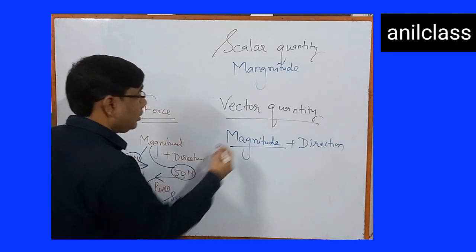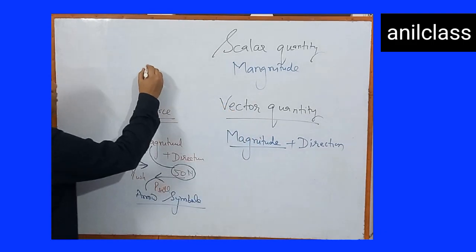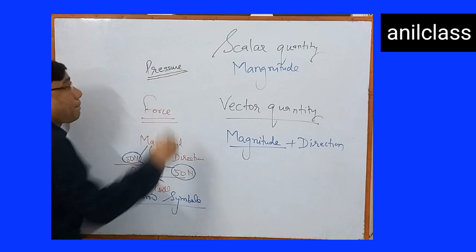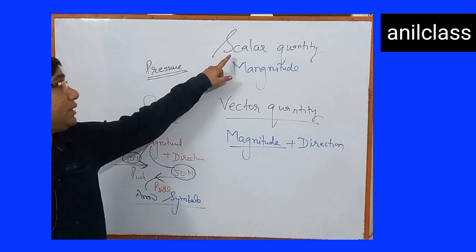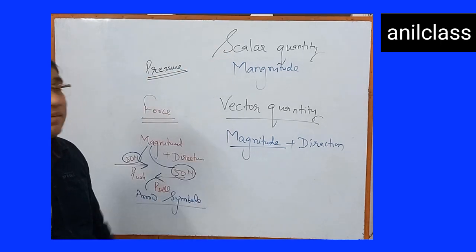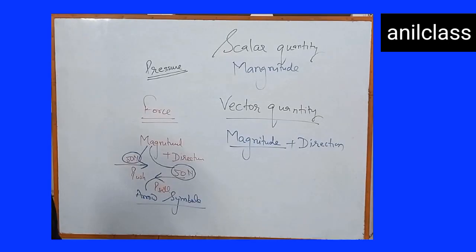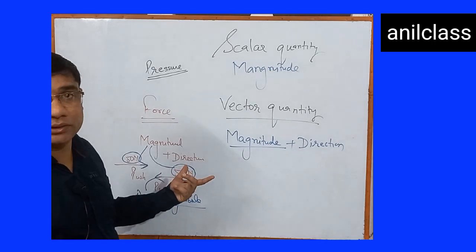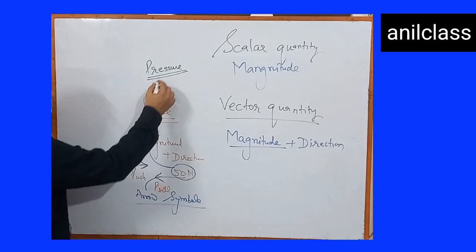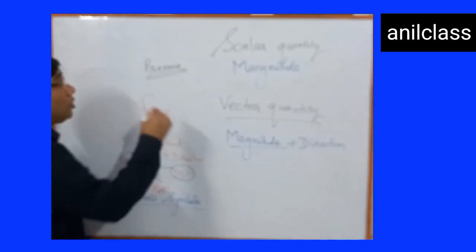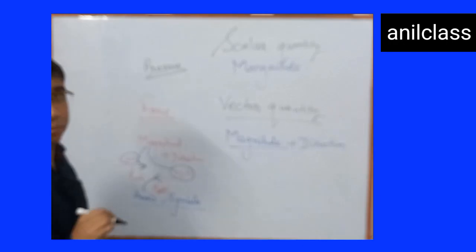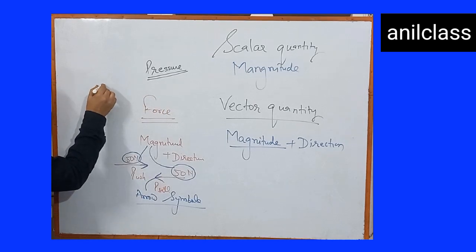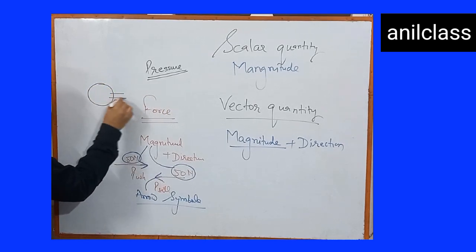Now tell me about pressure. What is pressure? Is pressure a scalar quantity or a vector quantity? You know that pressure acts in all directions. So pressure is not a vector quantity, because pressure is always applied over a different area.